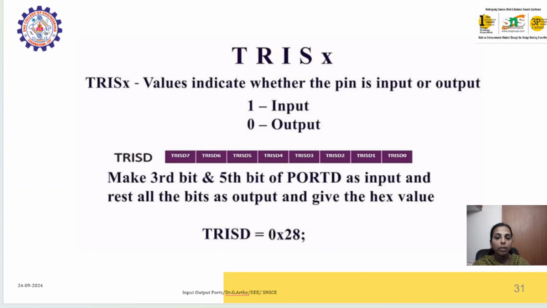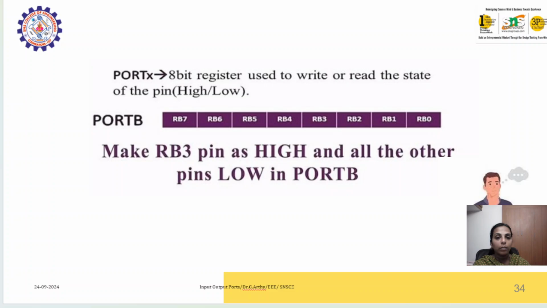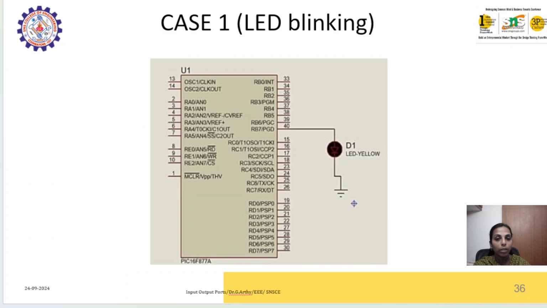This is for your thought, and how to denote a particular port. Suppose I want to make the RB3 pin high and all the others low in port B, then what will be the corresponding hexadecimal value? It is 0x, where x denotes hexadecimal, 08.